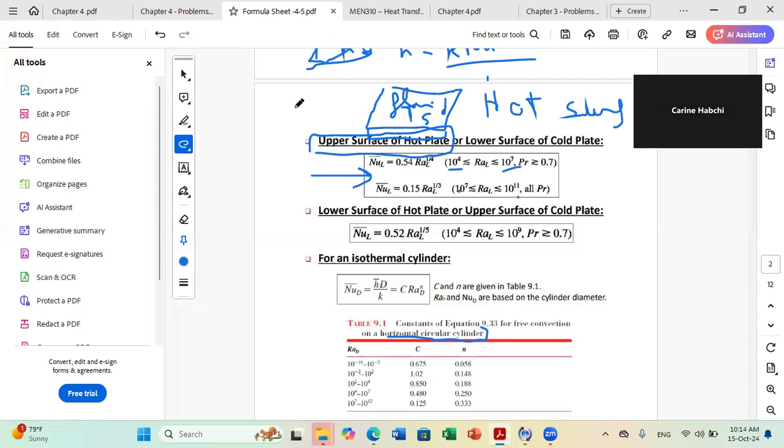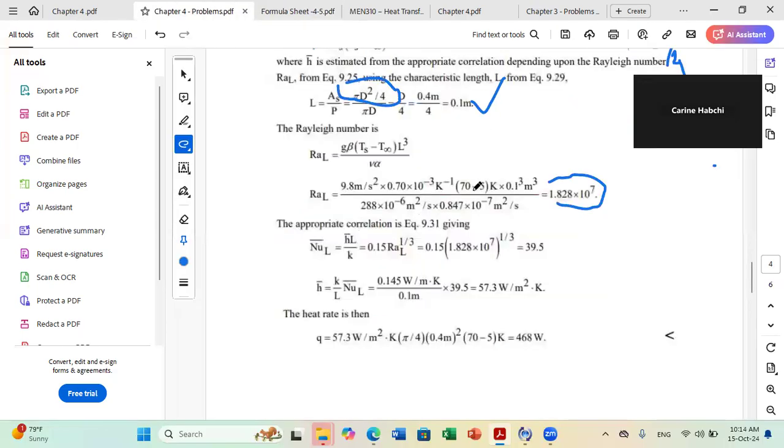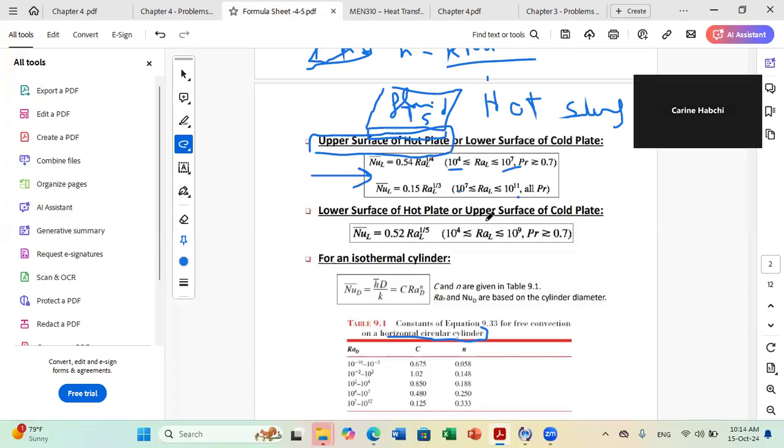Okay, so going back to our problem, if we calculate the Rayleigh number, it's around 1.8 times 10 to the power 7. So 1.8 times 10^7 is in this range. It's larger than 10^7. So we should use this relation: 0.15 Rayleigh to the power 1/3.